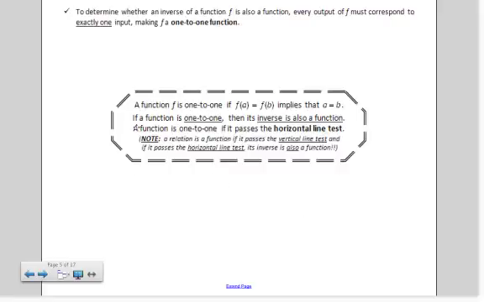But next part's really cool. If a function is one-to-one, then its inverse is also a function.